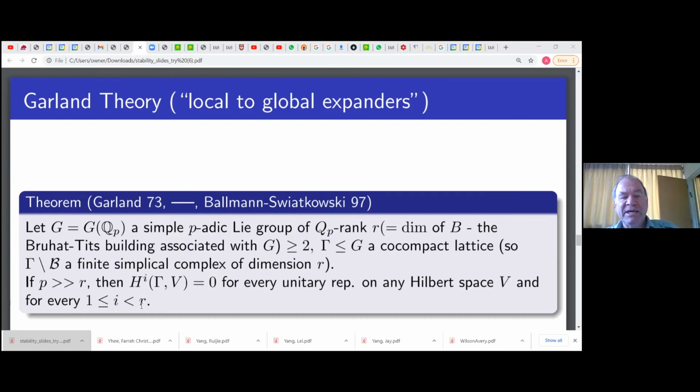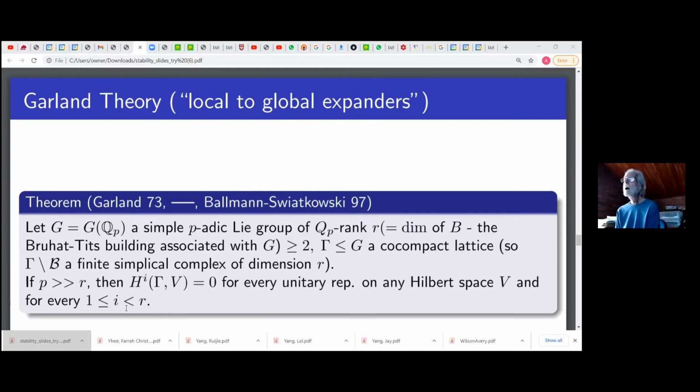So this gives us a large source of examples of groups for which H2 vanishes, right? That's exactly what we need. We need H2 to vanish for every unitary representation on any Hilbert space. And okay, if we take the rank to be at least 3, then we get H2 vanishing, and these groups are now, wonderful, we have many groups which are stable. What's the problem?